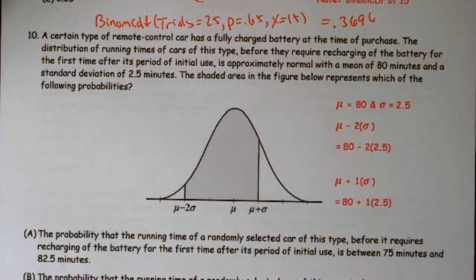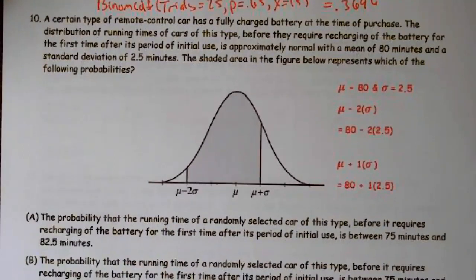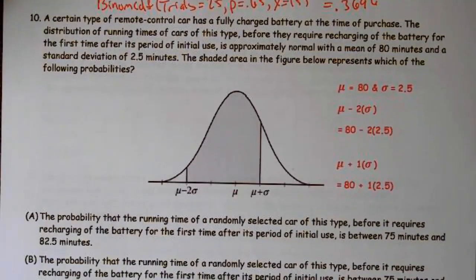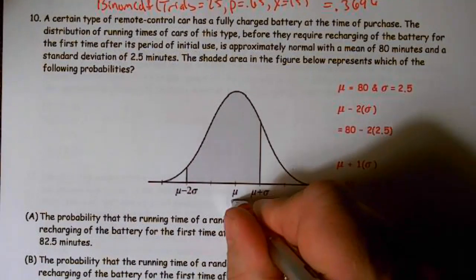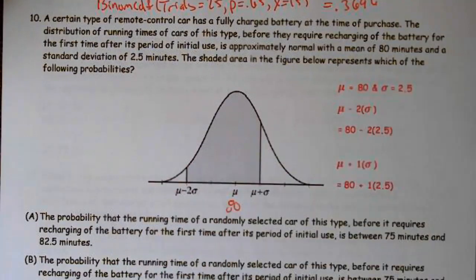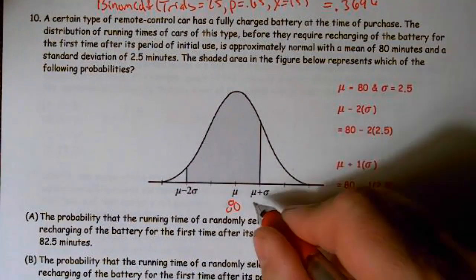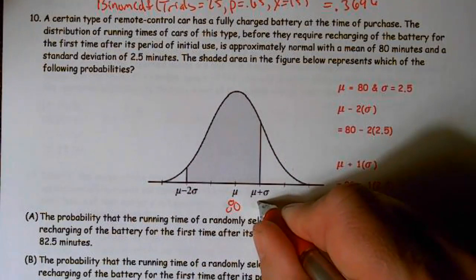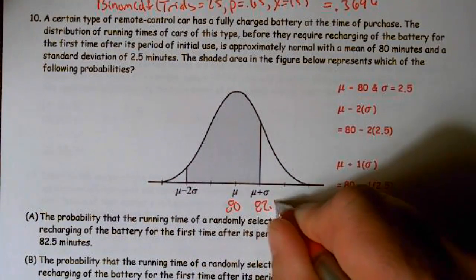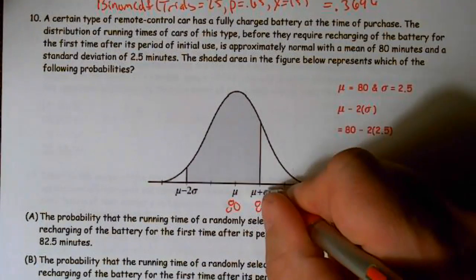A certain type of remote controlled car has a fully charged battery at the time of purchase. The distribution of running time in cars of this type before they require charging the battery for the first time after this period of initial use is approximately normal with a mean of 80 minutes. All right, so here's my 80 minutes. And a standard deviation of 2.5. If I add one standard deviation, mean plus one standard deviation, this will take it to 82.5 because I just added the 2.5.